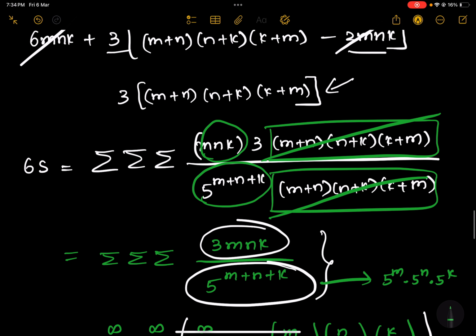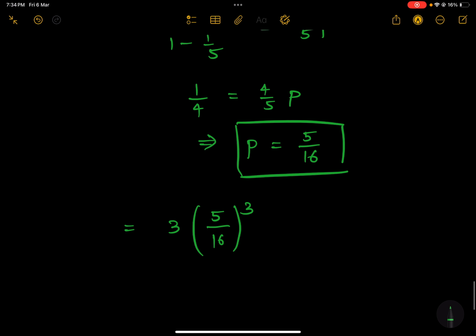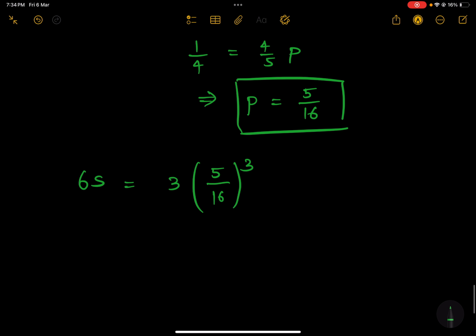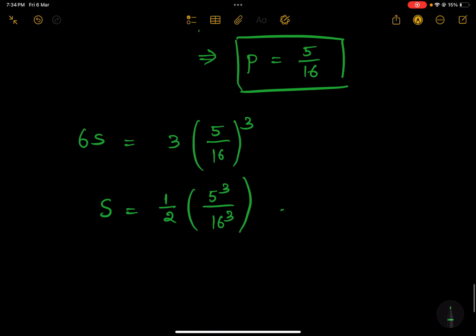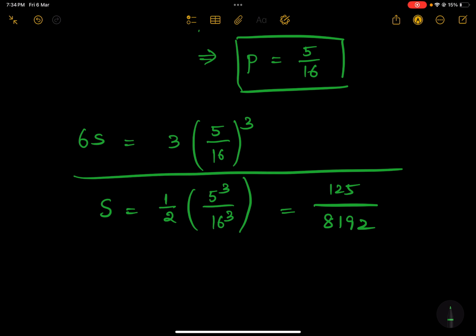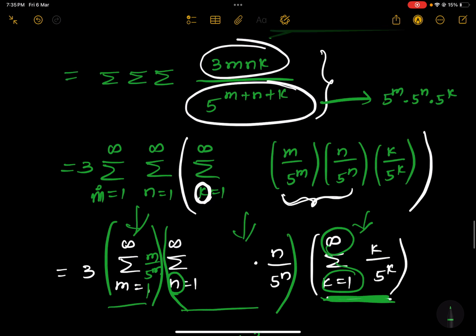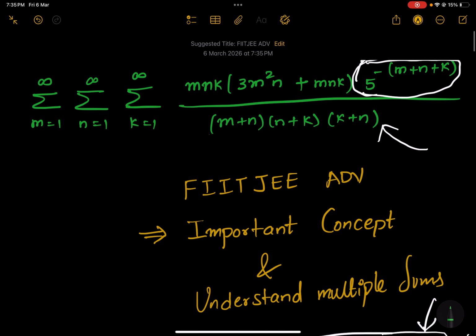And what is this? This is 6s. So this is equal to 6s. But we have to find out s. S is 1 upon 2 multiplied by 5 cube by 16 cube. So 5 cube is 125. And what is 16 cube multiplied by 2? That is simply 8192. So this is the value of this particular summation which is asked in the question.